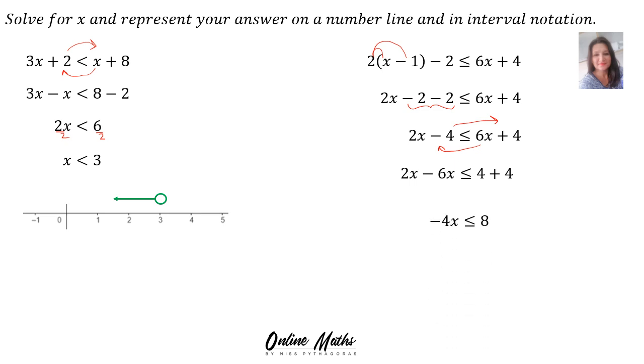2x minus 6x is negative 4x smaller than or equal to 8, and then now divide by -4 on both sides. And remember, when you divide by a negative, the sign will swap around. And your final answer in interval notation, x is greater than or equal to -2. On a number line, you go to -2. It's a solid dot since it's included, and then greater than -2 means going to the right hand side.